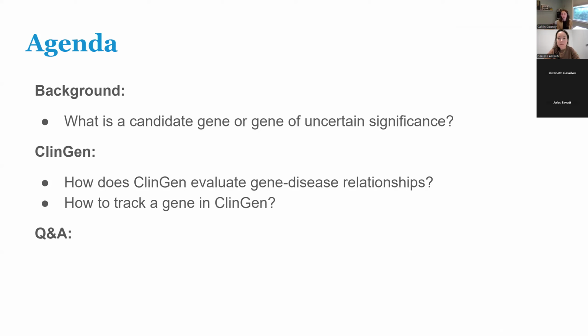So for the first part of the talk, I'm going to go over what is a candidate gene, or sometimes they're called genes of uncertain significance. And then I'm going to pass it over to my colleague to go over how ClinGen evaluates gene-disease relationships and how to track a gene in ClinGen.